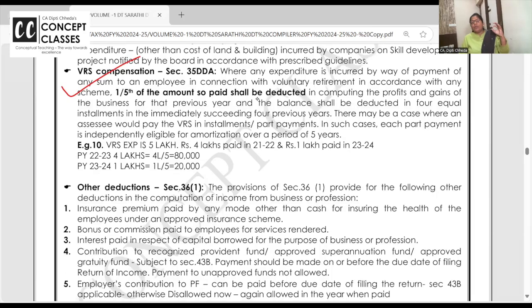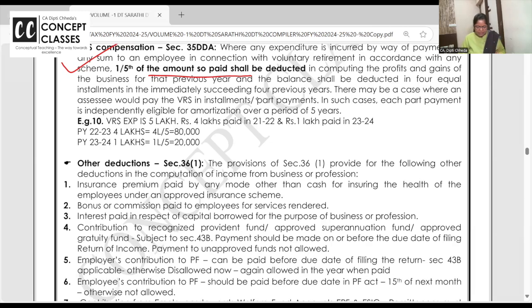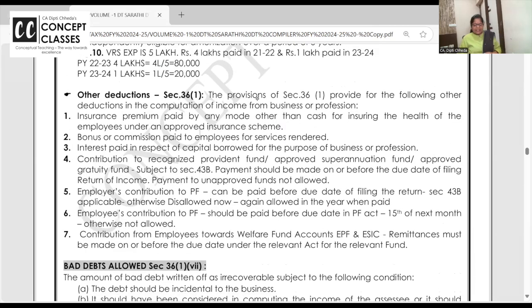Voluntary retirement: whenever as an employer you are paying VRS to an employee, 1/5 is allowed for 5 years on a payment basis. Other business-related deductions are allowed, like insurance premium, group insurance, health insurance you have taken for employees, bonus you give to employees, interest, contribution to approved, the word is important, provident fund, superannuation fund, gratuity fund, but if it is unapproved it's not allowed. These two I have already made snippets of, and you have given so much response on these 1 minute snippets.